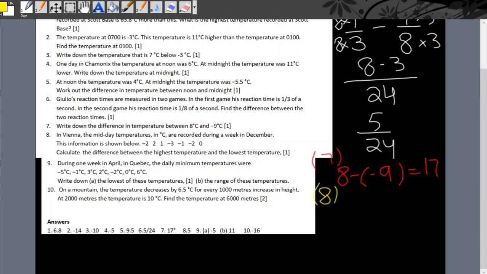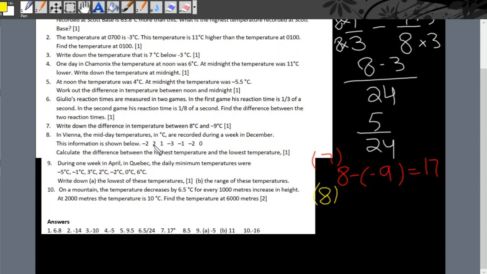In Vienna, the midday temperature, something is missing from the worksheet. Okay. In Vienna, the midday temperatures in degrees are recorded during a week in December. This information is shown below. Okay, calculate the difference between the highest temperature and the lowest temperature.